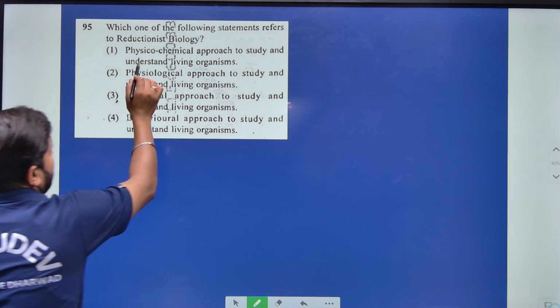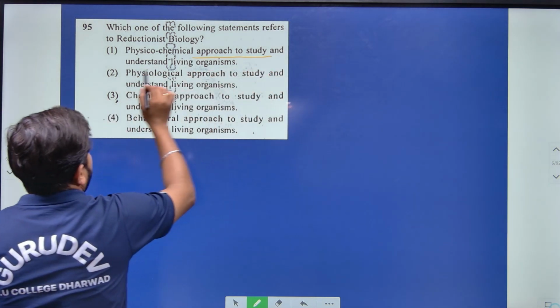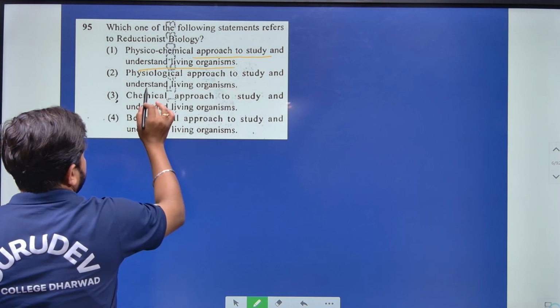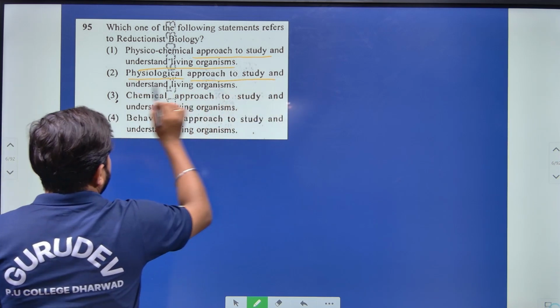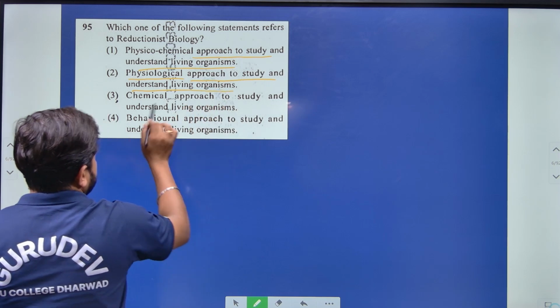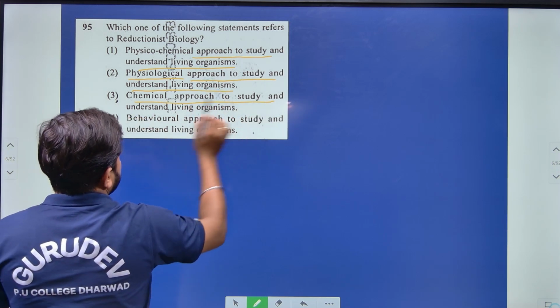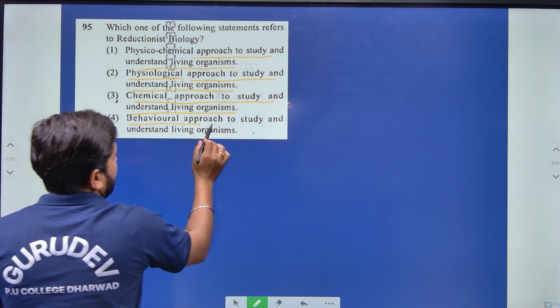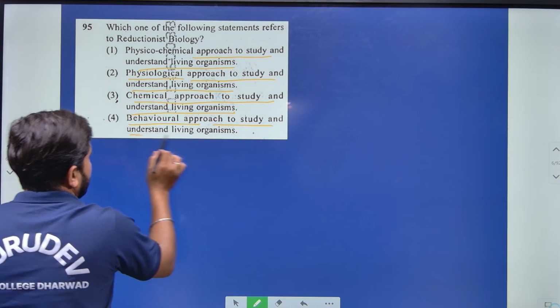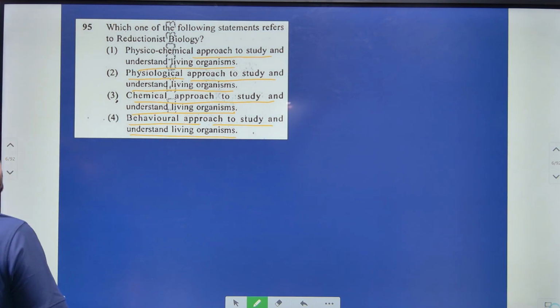So the physicochemical approach to the study and understanding of the living organism, the physiological approach to the study and understanding of living organisms, the chemical approach to the study and understanding of living organisms, and the behavioral approach to the study and understanding of living organisms. So these are the four options they have given.